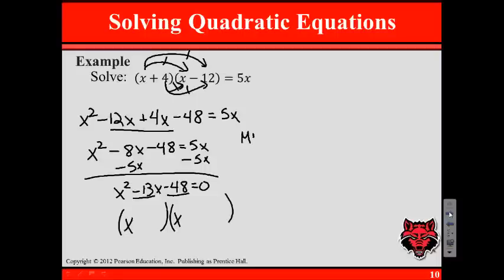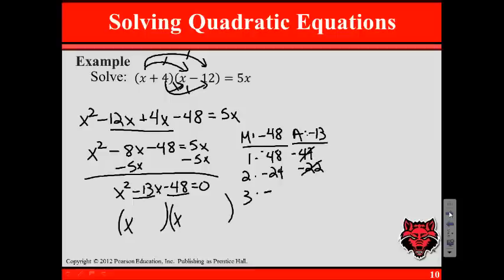Our two factors must multiply to give us negative 48, but add to give us negative 13. As we start looking at the factors of negative 48, we have 1 and negative 48, which gives us negative 47. That's not good. 2 and negative 24, which will add to negative 22. We're closer, but still not there.